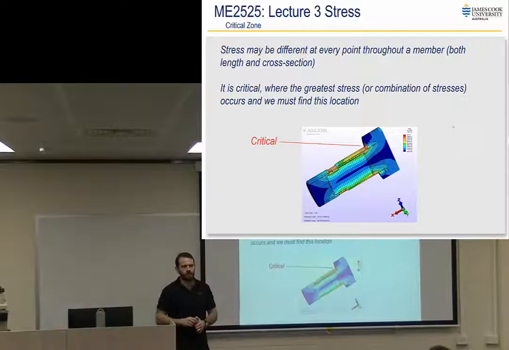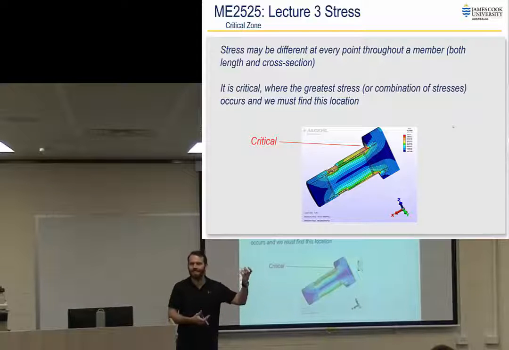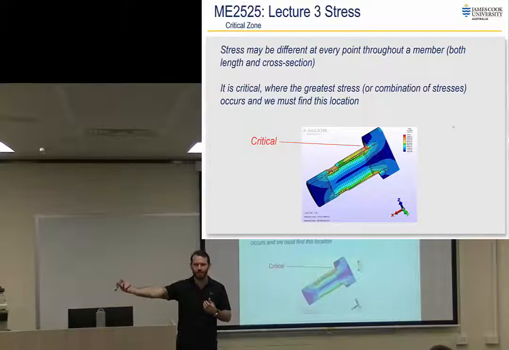Now the stress for a machine component will potentially be different throughout the entire cross-section of the machine component, as you might imagine. It's largely force density, so the force might be more densely carried by a certain part of the machine and less densely carried by a different part.